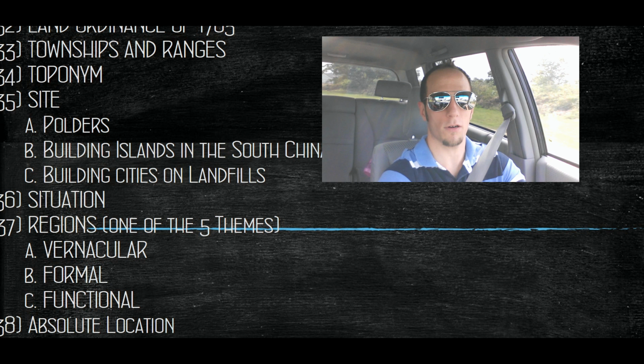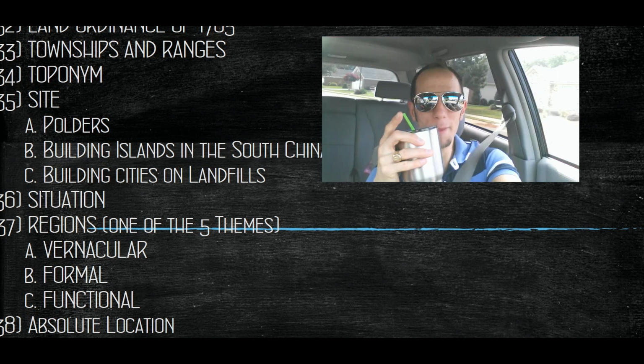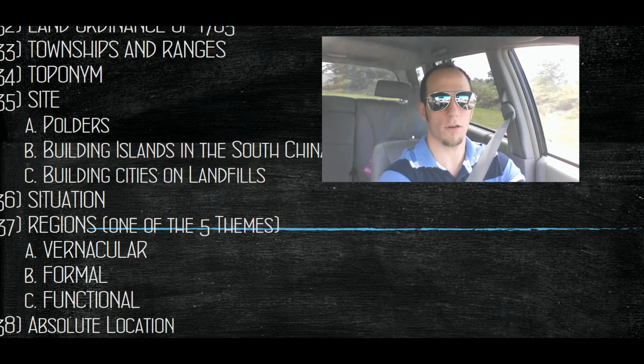If I'm describing the site of the Grand Canyon, I'm describing its characteristics: the different rocks, the tourists, the void, the nature-looking stuff related with the canyon itself, the river going through it. All of these different things describe the characteristics of the location. So the reason why I've got polders and building islands and building cities as examples under site is because site can be changed by human beings to meet our needs.